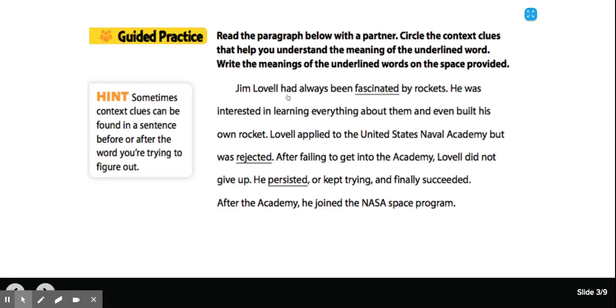Jim Lovell had always been fascinated by rockets. He was interested in learning everything about them and even built his own rocket. Lovell applied to the United States Naval Academy, but was rejected. After failing to get into the academy, Lovell did not give up. He persisted or kept trying and finally succeeded. After the academy, he joined the NASA space program.